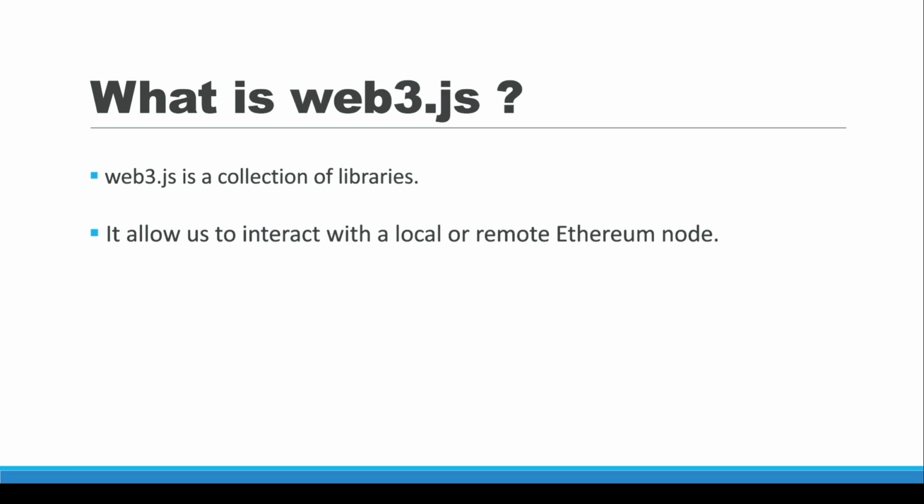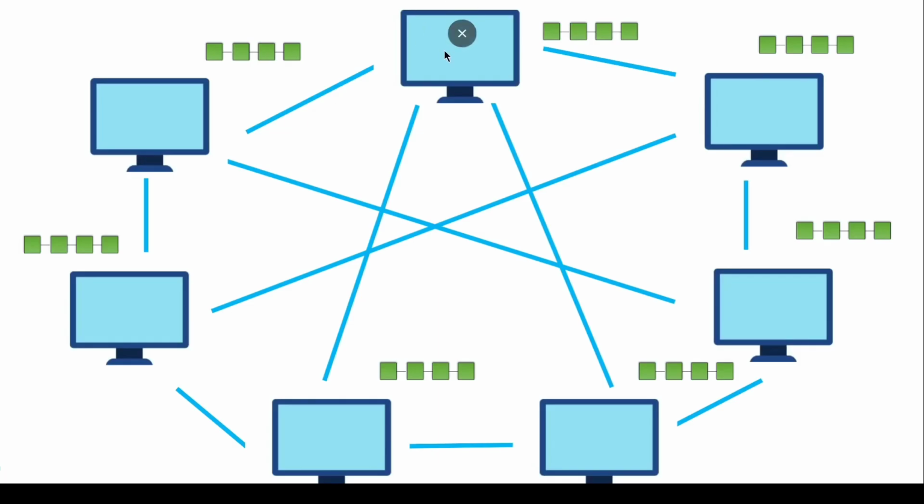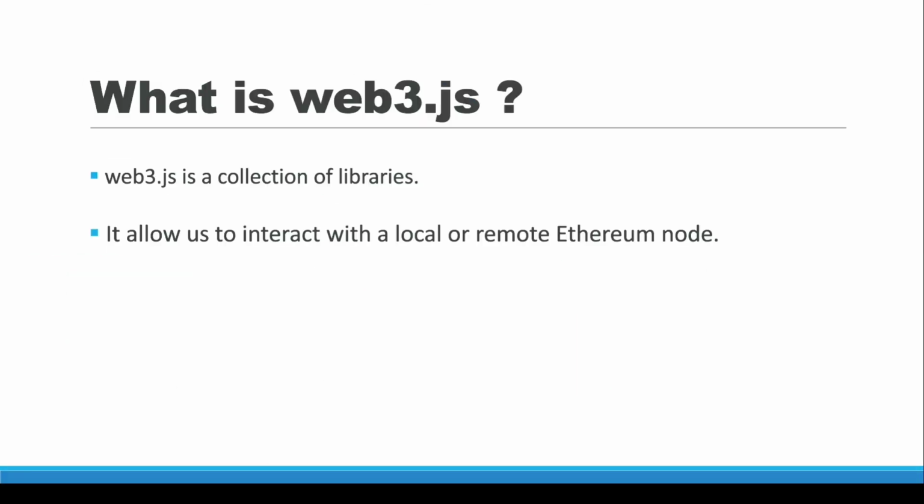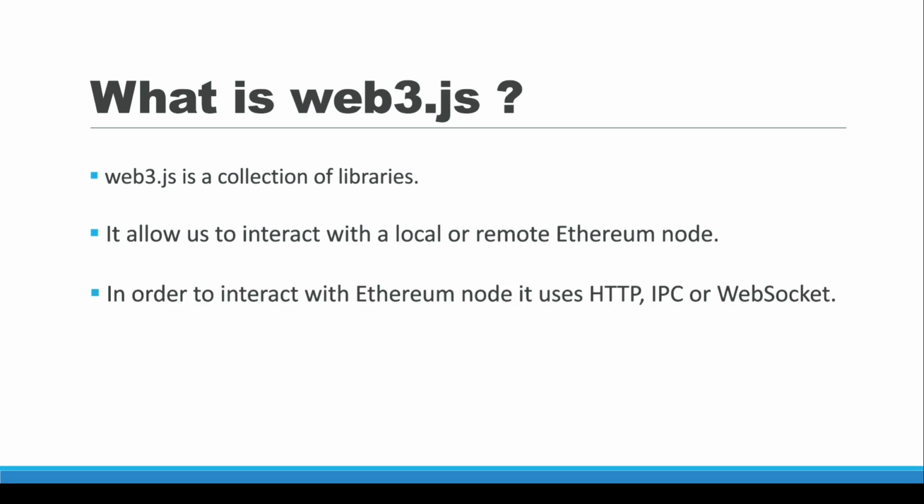Web3.js is a collection of libraries which helps us to interact with a local, and when I say local, I am talking about the system that you are working in. Let's say you are part of the Ethereum network, so your system is a local Ethereum node, and all the other Ethereum nodes that you are talking with are remote Ethereum nodes. How does this interaction take place? It takes place with the help of HTTP, IPC or WebSocket, for which we are going to see a practical in our upcoming videos.